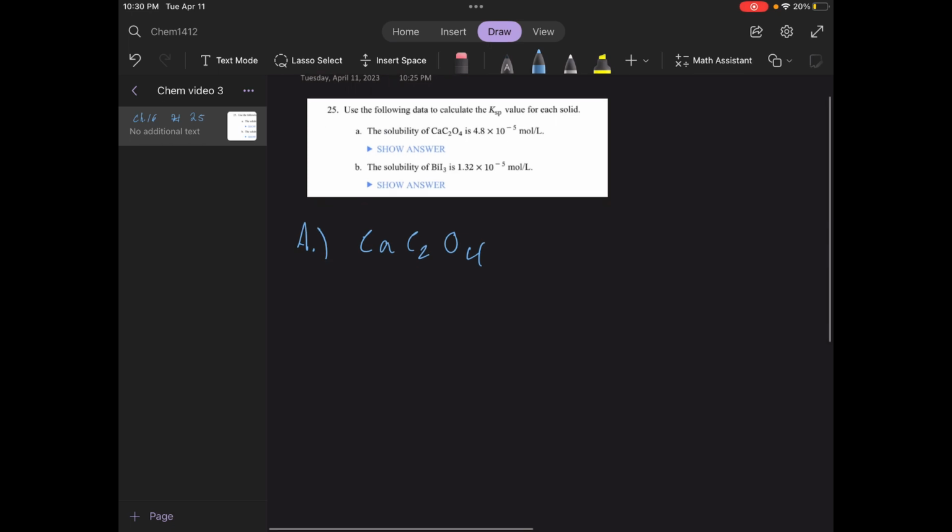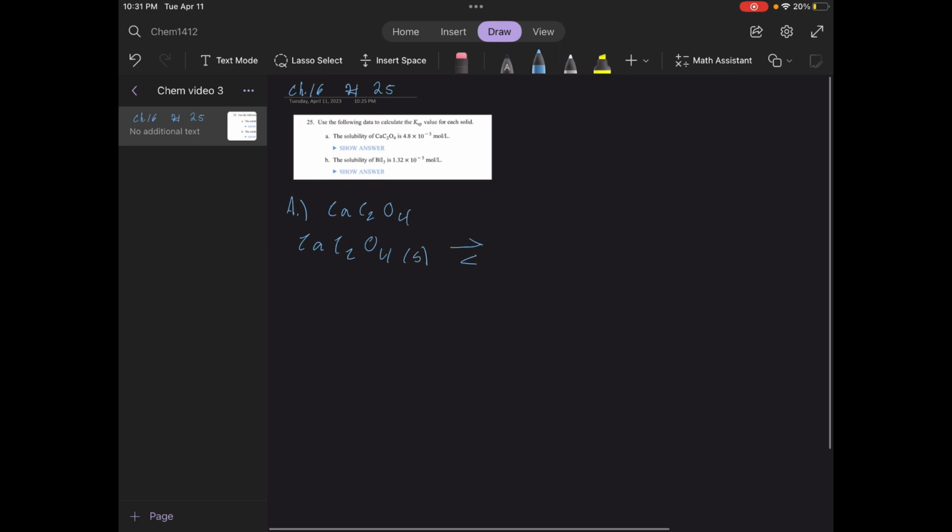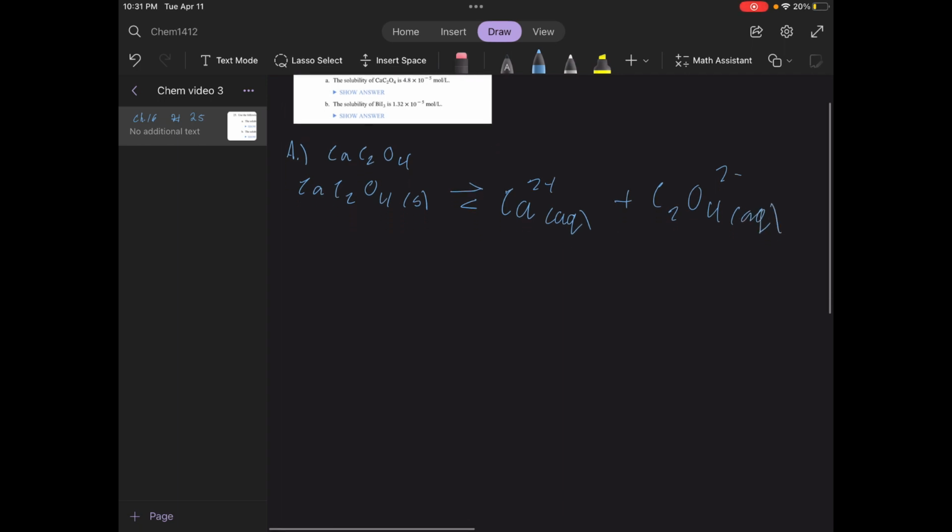So first we begin to write the equation for it. Since this is a strong electrolyte, it's going to completely dissociate when mixed with water or dissociate in a liquid. So we get our equation that is CaC2O4 solid, then we get Ca2+ aqueous plus C2O4 2- aqueous.